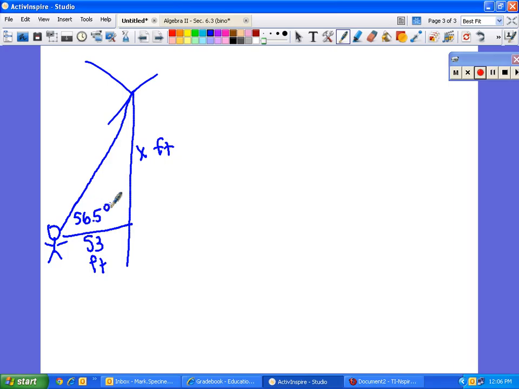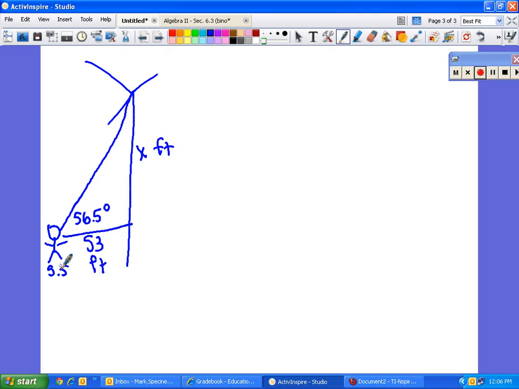Okay, so we have a person standing 53 feet from a turbine, a wind turbine. We are told, please listen, that the angle of elevation is 56.5. We are told that your eye level is 5.5 feet above the ground. In other words, the dude here is 5.5 feet. And you can see we are 53 feet away. He is standing 53 feet away. What we want to know is how high is the turbine from the ground to its hub.